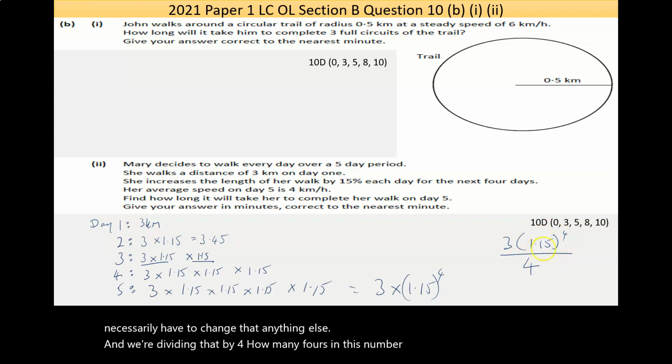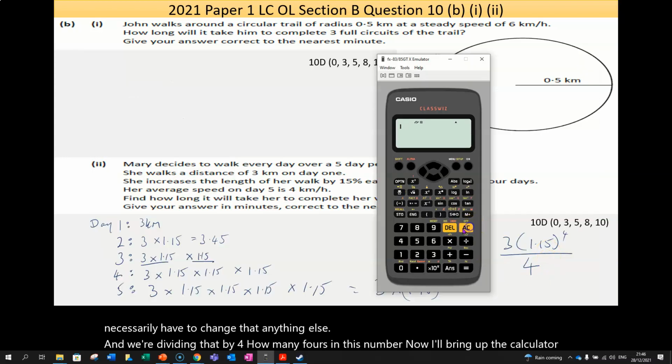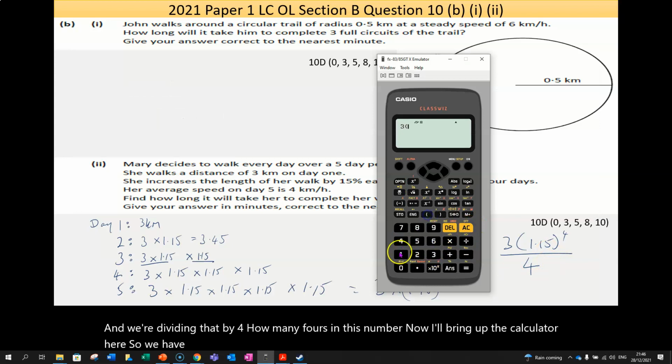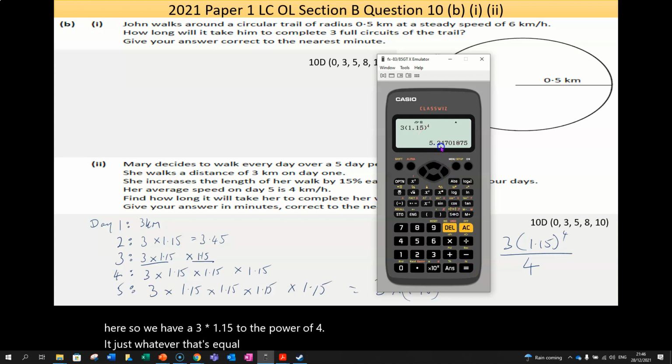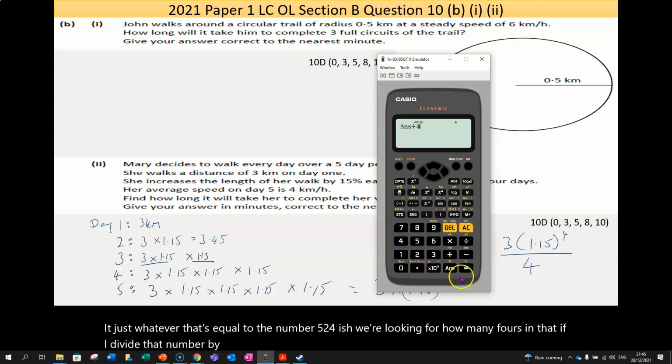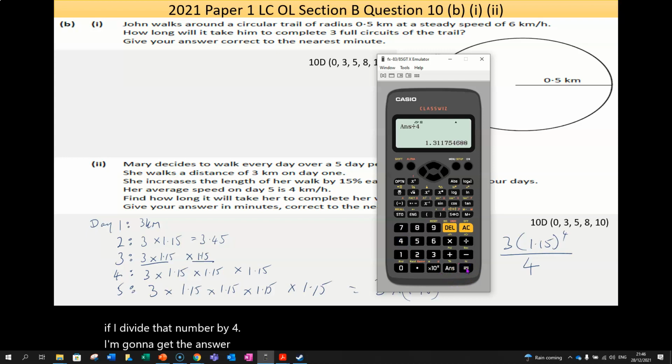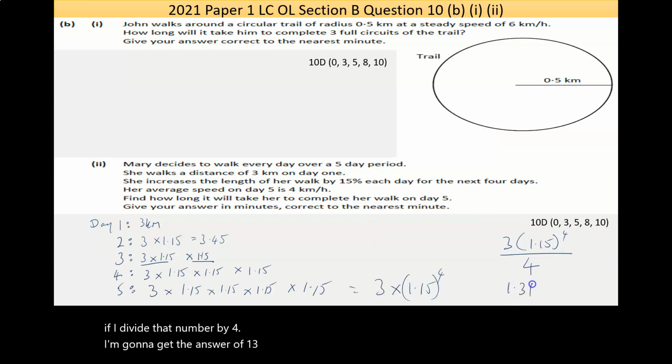Now, I'll bring up the calculator here. So we have 3 times 1.15 to the power of 4. Just whatever, that's equal to the number 5.24-ish. We're looking for how many 4s in that. So if I divide that number by 4, I'm going to get the answer of 1.31 hours.